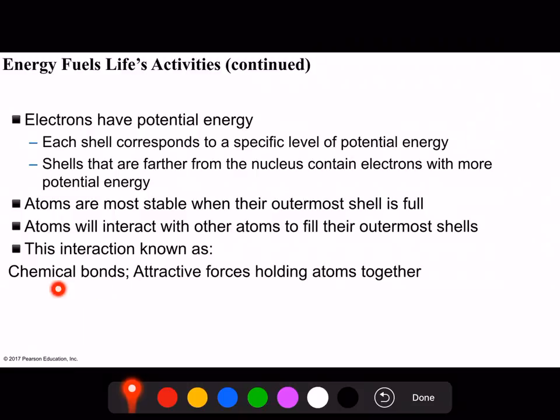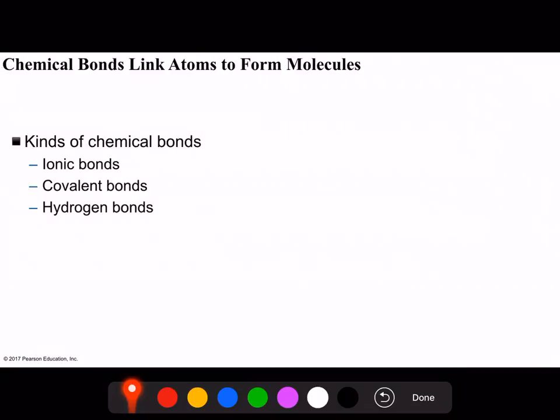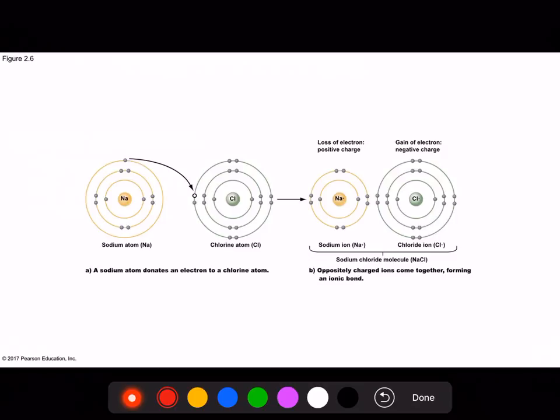And that is what we are going to understand. These chemical bonds. What are they and how are they going to be formed? For the chemical bonds, we are going to see 3 different kinds: the ionic bonds, the covalent bonds, and the hydrogen bonds. So these are the three types of chemical bonds we are going to understand. Now, let's start with the ionic bond.